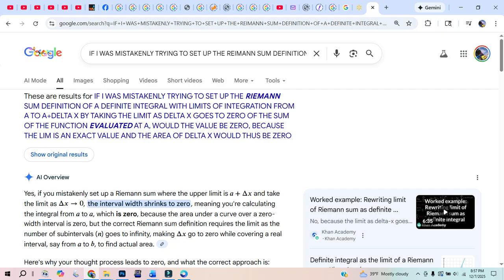So I can show you my mistake, but I'm going to set up the Riemann sum. I'm going to take some curve, and I'm going to start at the value of a, and then I'm going to go to delta x. And so that's my value of b. But I also want my value of b to change, because I want delta x to go to 0. I'm actually going to take the limit.